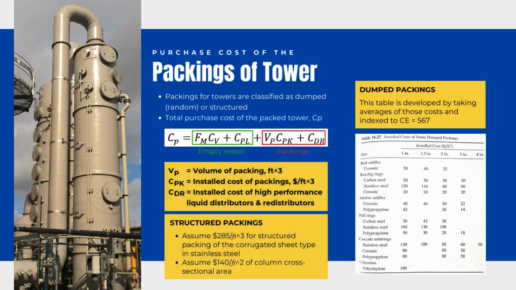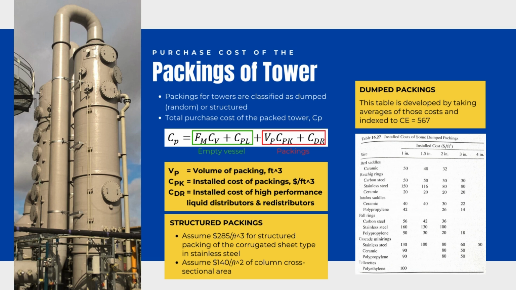Moving on to the next part, which is the purchase cost of a packed tower. Packings for towers are classified as dump or structured. The total purchase cost of the packed tower CP is given by the equation CP equals the empty vessel equation plus the packings. The empty vessel equation in the green boxes has been discussed in the earlier part. Installed costs for dump packing are given by several of the references in Table 16.27, which was developed by taking the average of those costs indexed to CE of 567 and adding some additional values from vendors. It includes the cost of 6 different dump packings and 5 different materials.